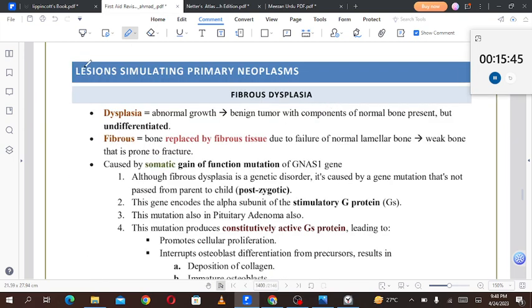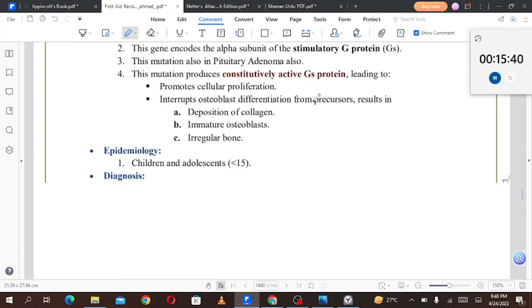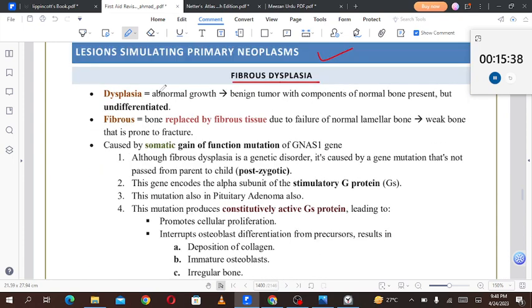Then we have lesions simulating the primary neoplasm. Firstly, we'll talk about fibrous dysplasia. In the case of fibrous dysplasia, it means abnormal growth that leads to benign tumors with the components of normal bone present but undifferentiated. So these are benign tumors with the components of normal bone which are present but undifferentiated.